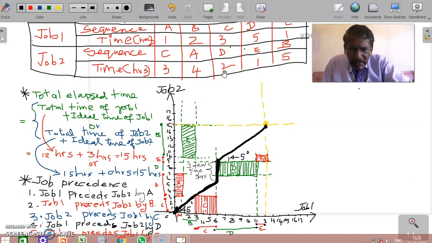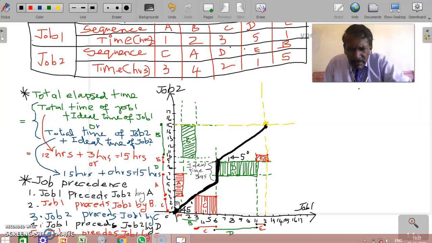Afterwards B takes 2 hours, so you take 2 hours from 7 to 9 hours. This is the time taken by B on job 2. Similarly, E takes 1 hour, from 9 to 10, 1 hour. Then afterwards D takes 5 hours, so from 10 to 15 we give the D machine. The machine takes 5 hours to finish this particular job.